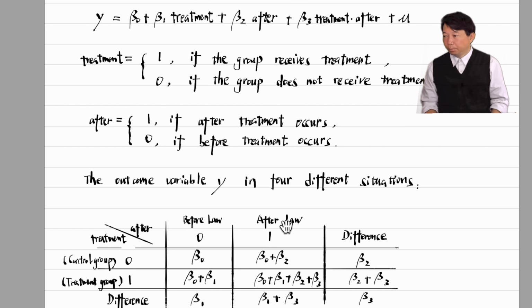The third column represents the time after the law was implemented. The outcome equals beta 0 plus beta 2 for the control group of low-income workers, and equals beta 0 plus beta 1 plus beta 2 plus beta 3 for the treatment group of high-income workers. The difference between the two groups equals beta 1 plus beta 3. It is the difference between them after the law took effect. The difference in differences is beta 3, which is also the causal effect of the law.